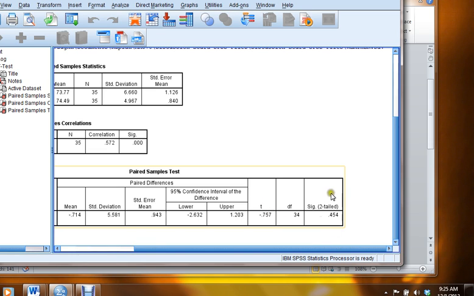And it's really based upon either this number, the sig two-tailed, in the case of a two-tailed test, or you can use an online calculator to compare your t-value with the degrees of freedom to the cutoff t-value that you can get, again, from that online calculator.